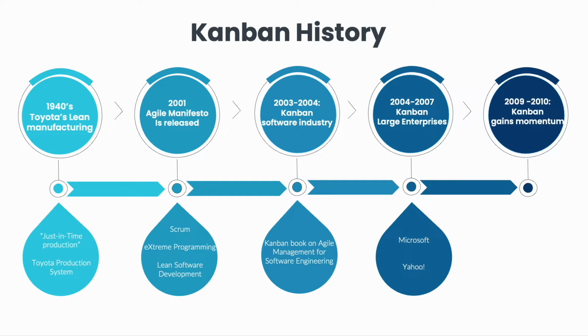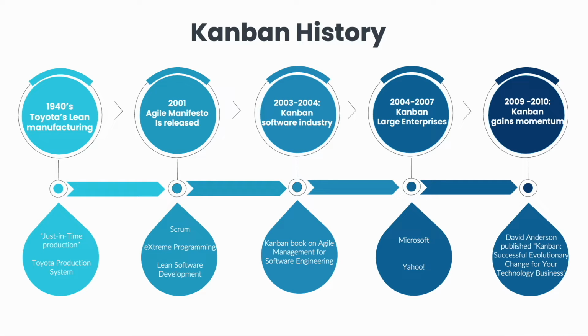In 2009 to 2010, Kanban gained even more momentum by the release of 2 popular books. Corey Ladas published Scrumban, Essays on Kanban Systems for Lean Software Development, which was an attempt to mix Scrum, Lean, and Kanban. In 2010, David Anderson published Kanban Successful Evolutionary Change for Your Technology Business. This is one of the most popular books that provides general guidance on the implementation and use of Kanban.